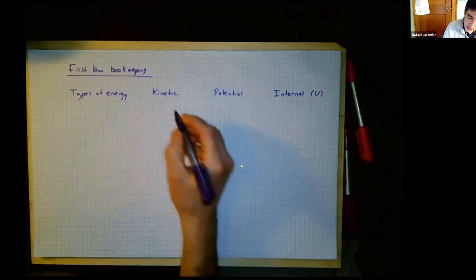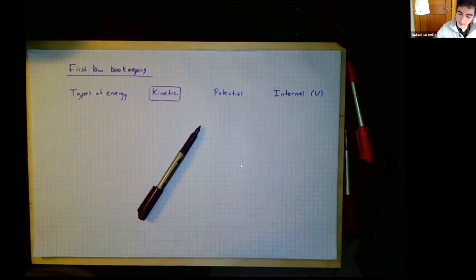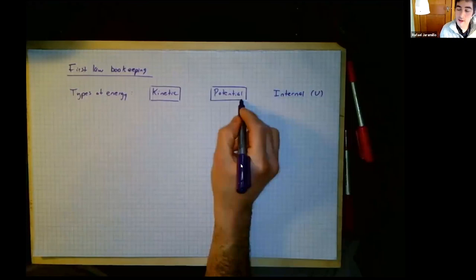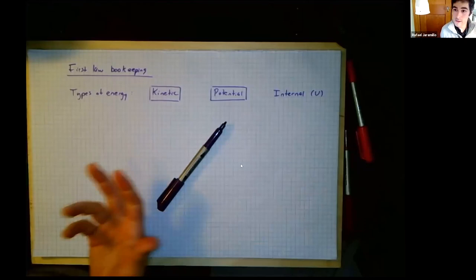So kinetic energy depends on how fast a system is moving. Right, you know that. So if your system is a baseball, kinetic energy is how fast it's moving. Potential energy depends on where a system is in some reference frame. So again, if your system is a baseball, the potential energy depends on where it is relative to the center of mass of the Earth, say.